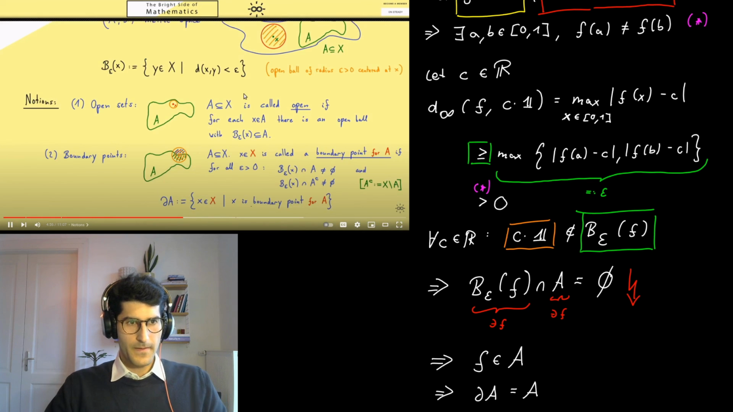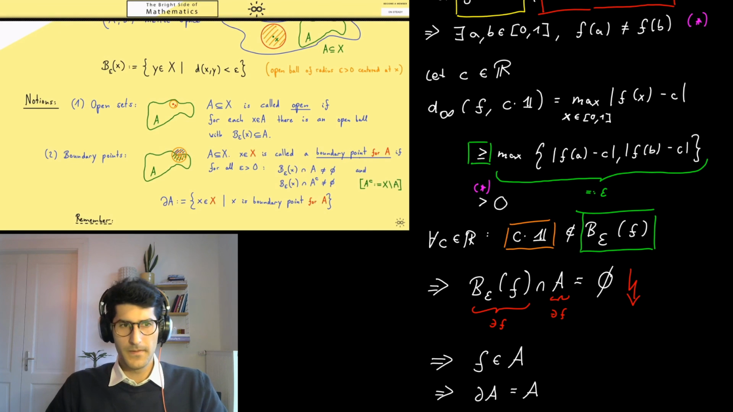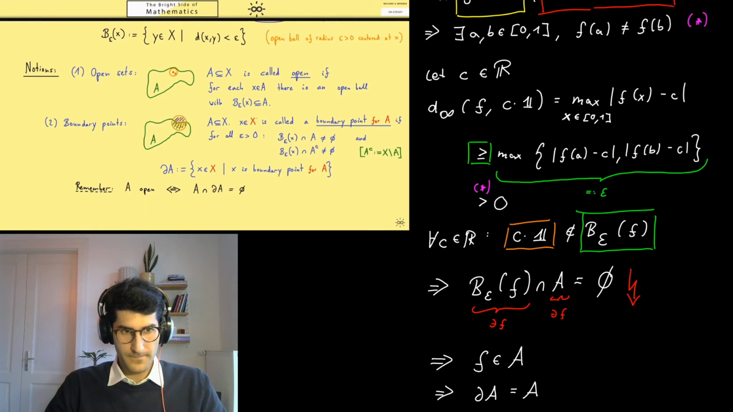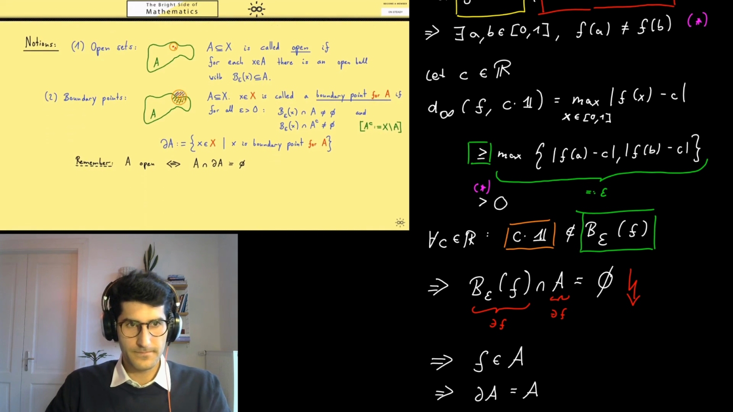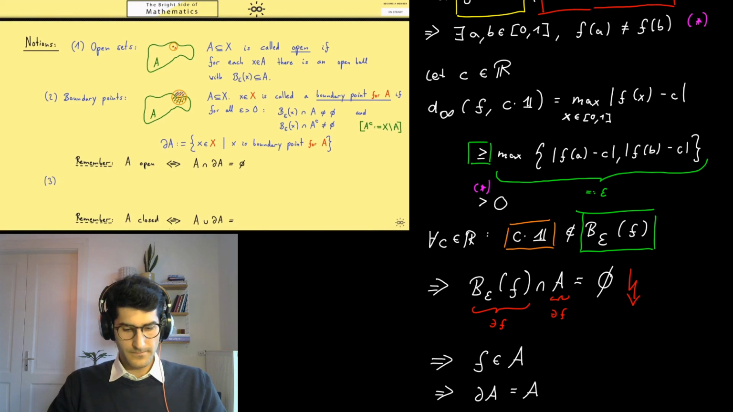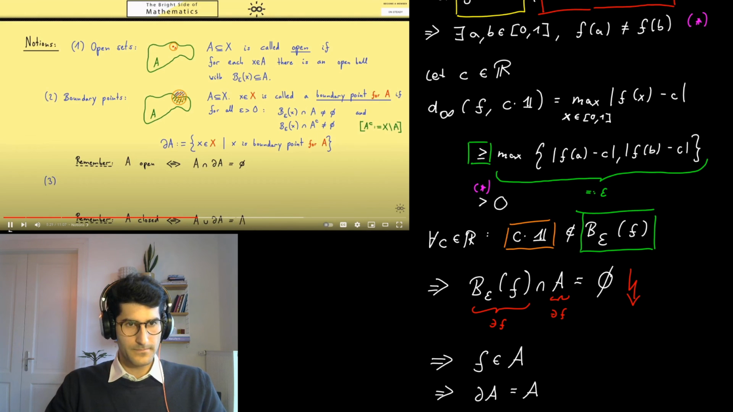To this set. Now you can remember, an open set is exactly such a set where all the boundary points are outside of A. When you see this, then you immediately understand what a closed set should be. It should be a set where all the boundary points belong to this set. Using the same formula, this reads: A is closed if and only if A with the union of the boundary is A again.